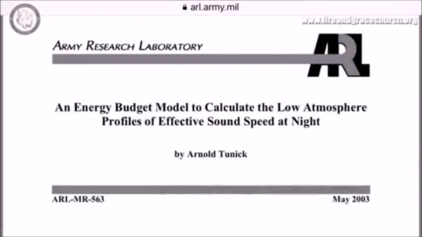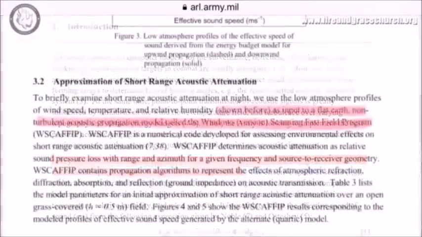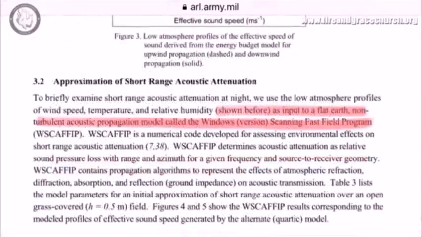This is another one, calculating low atmosphere profiles, sound speed at night. So calculating sound speed, all right, pretty important stuff. It says to briefly examine short-range acoustic attenuation at night, we use low atmosphere profiles of wind speed, temperature, relative humidity shown before as input to a flat earth non-turbulent acoustic propagation model called the Windows version scanning fast field program. So, Ted, you're a computer guy. They're talking about running a computer program and using as input to a what? Flat earth.